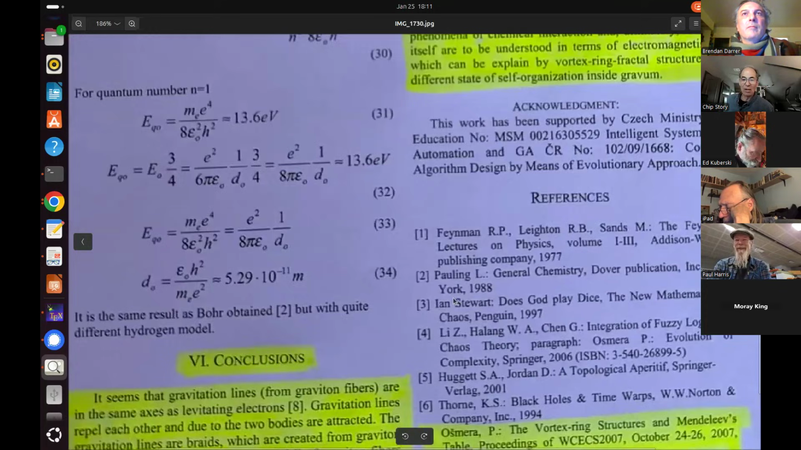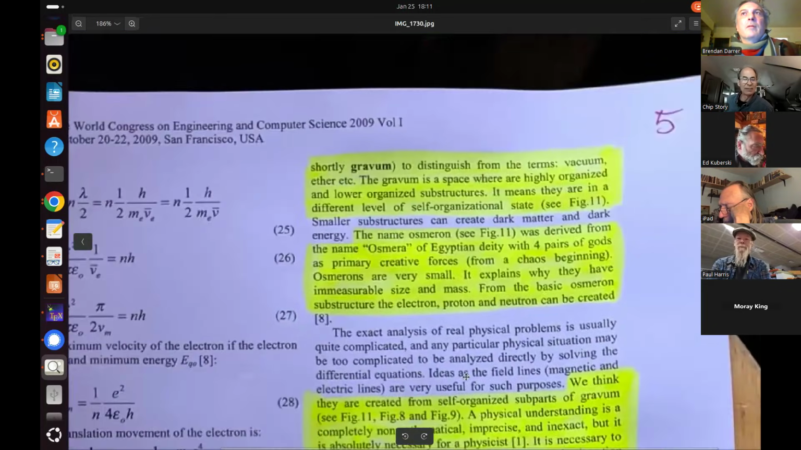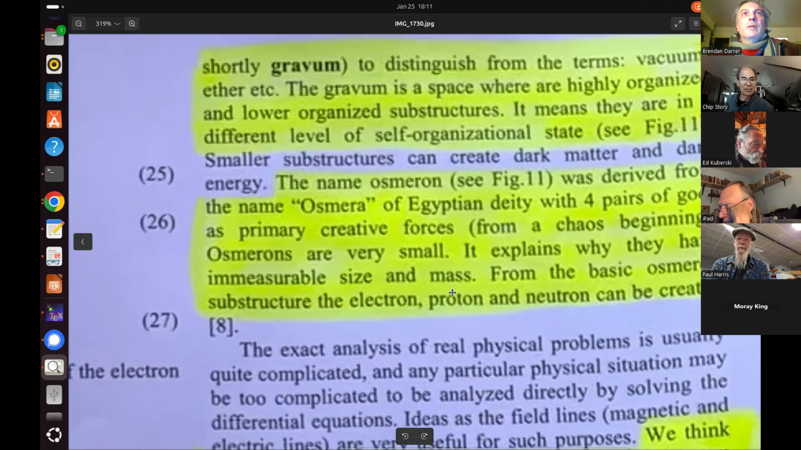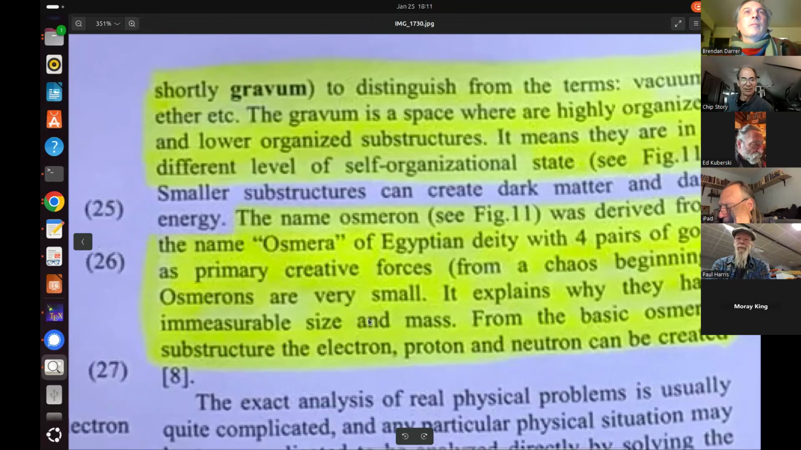A gravitonium, or going up to the next page, shortly a gravum, to distinguish from the terms vacuum, ether, etc. A gravum as opposed to a vacuum. So he's putting gravity at the foundation of this whole circus. The gravum is a space populated with highly organized and lower organized substructures. It means that they are in a different level of self-organizational state.